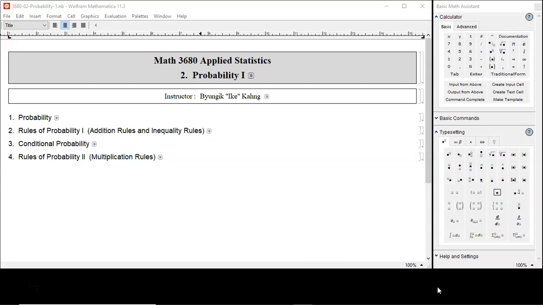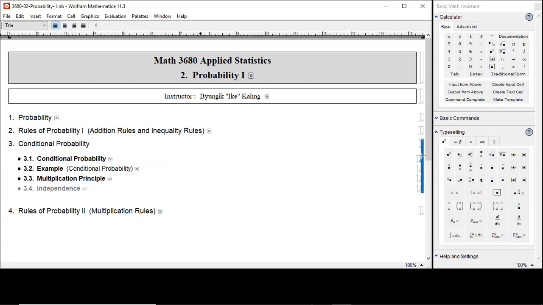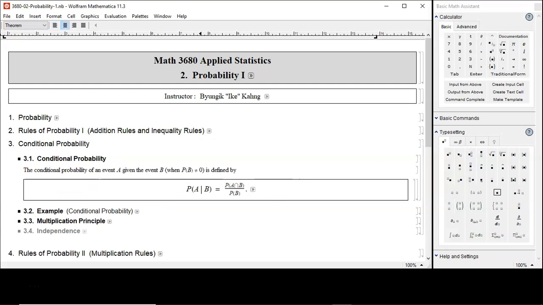The next topic is section 4, Rules of Probability 2. This time we are going to study the multiplication rule. Here's a reminder. Previously we studied the conditional probability. From here, the denominator, that's the probability of the condition.